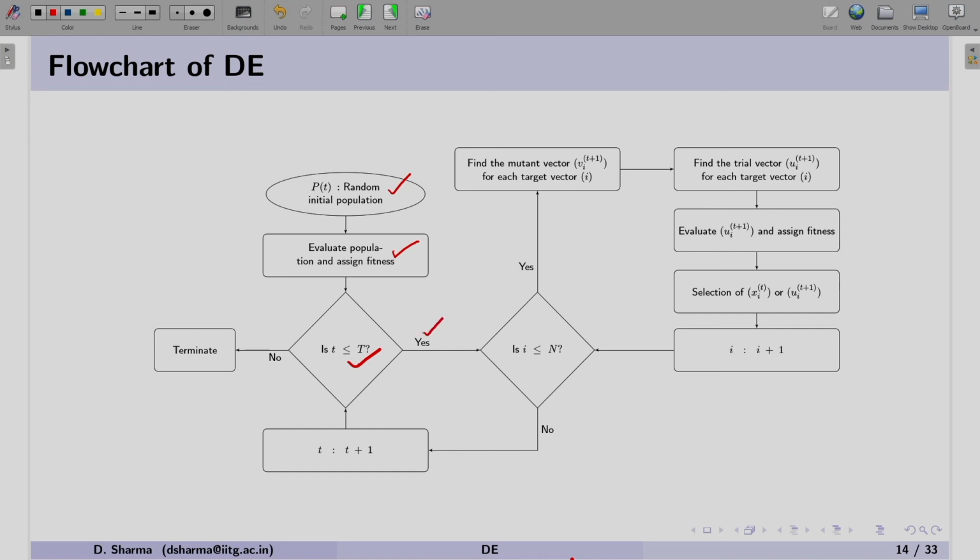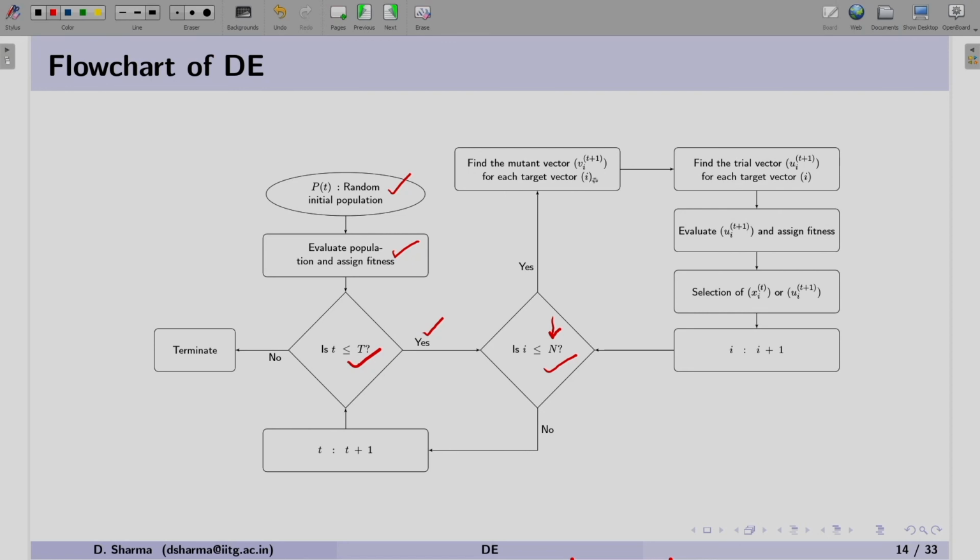So, yes, suppose we are at the first iteration here. Now, we are going into the second decision box. As you can see, this decision box will be running for every vector in the population. So, let us choose the ith decision vector. For that particular target vector, the vector i will be referred to as a target vector. First, we will be finding the mutant vector here. The mutant vector formula is known to us.